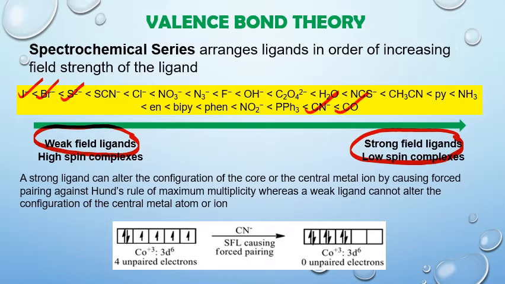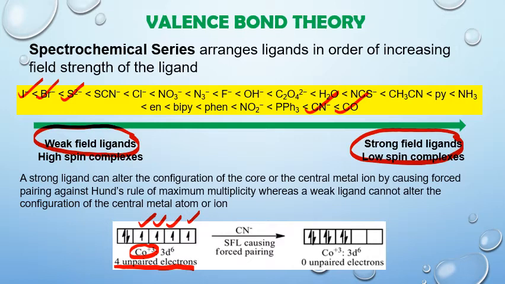Theoretically, a strong ligand can change the configuration of the central metal ion or atom by causing forced pairing, which is against Hund's rule. So for example, here we look at cobalt-3. What you can see here, there are 6 electrons in the 3d orbitals, and we can see here 4 unpaired electrons: 1, 2, 3, 4.